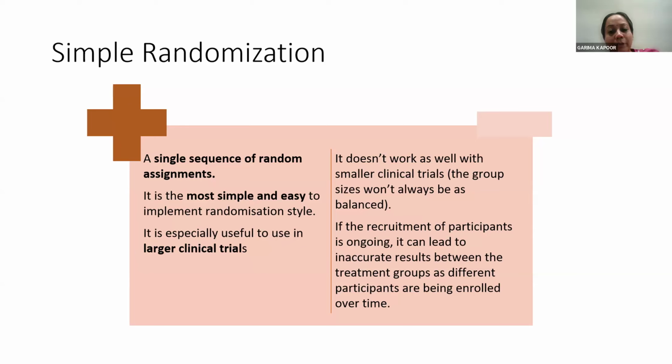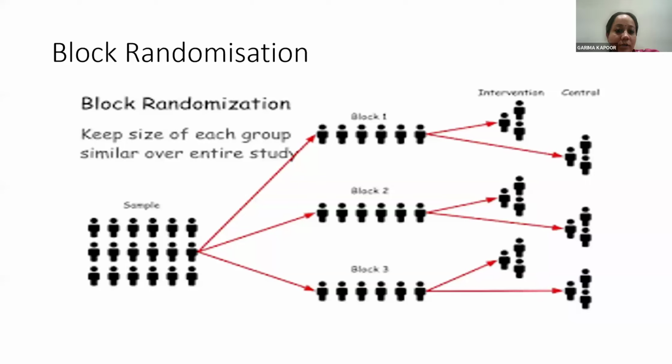And if your recruitment of participants is ongoing, there can be inaccurate results between the treatment and control groups, as participants are enrolled over time in different groups. So if it's time dependent, you may not have an equal distribution. But yes, it is simple and very commonly used for large trials.